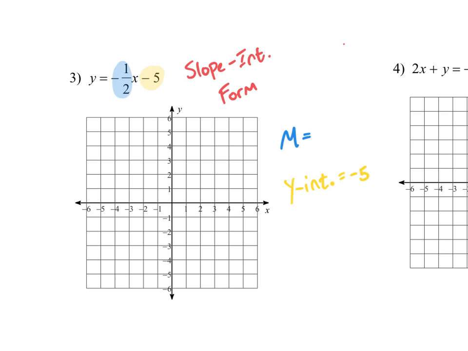-5. Not 5, -5. The sign in front of it matters, okay? So what that tells us is we can go ahead and plot our y-intercept. It is down here at -5. Everybody okay with that? All right. Now, the next part can be easy, but there is a little trick.